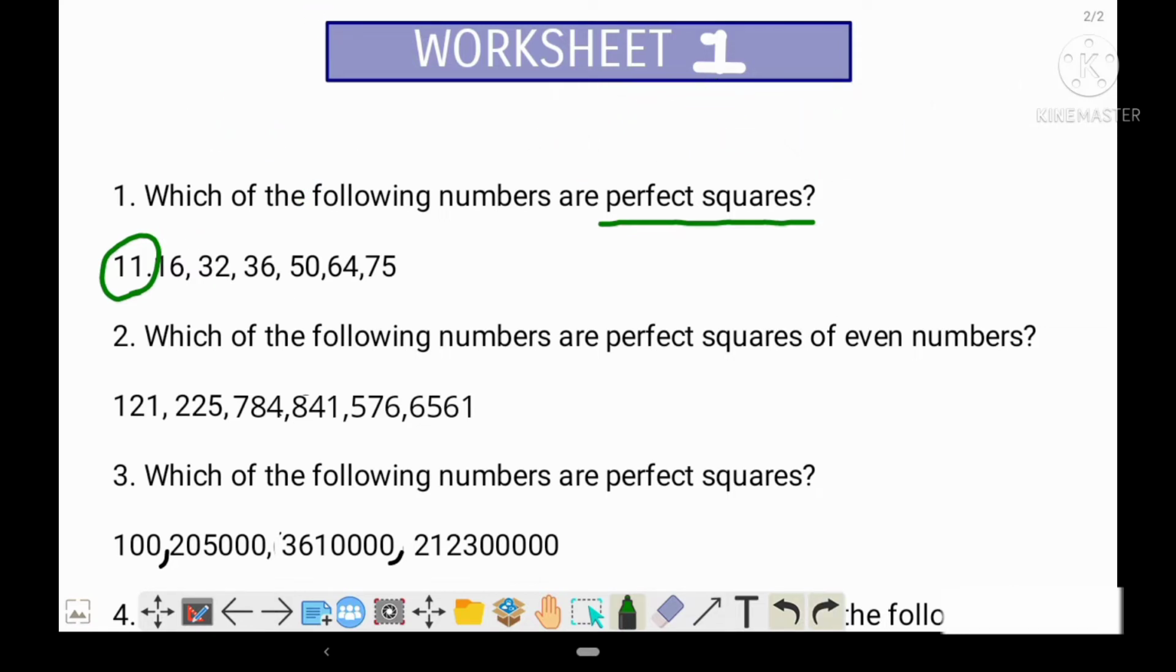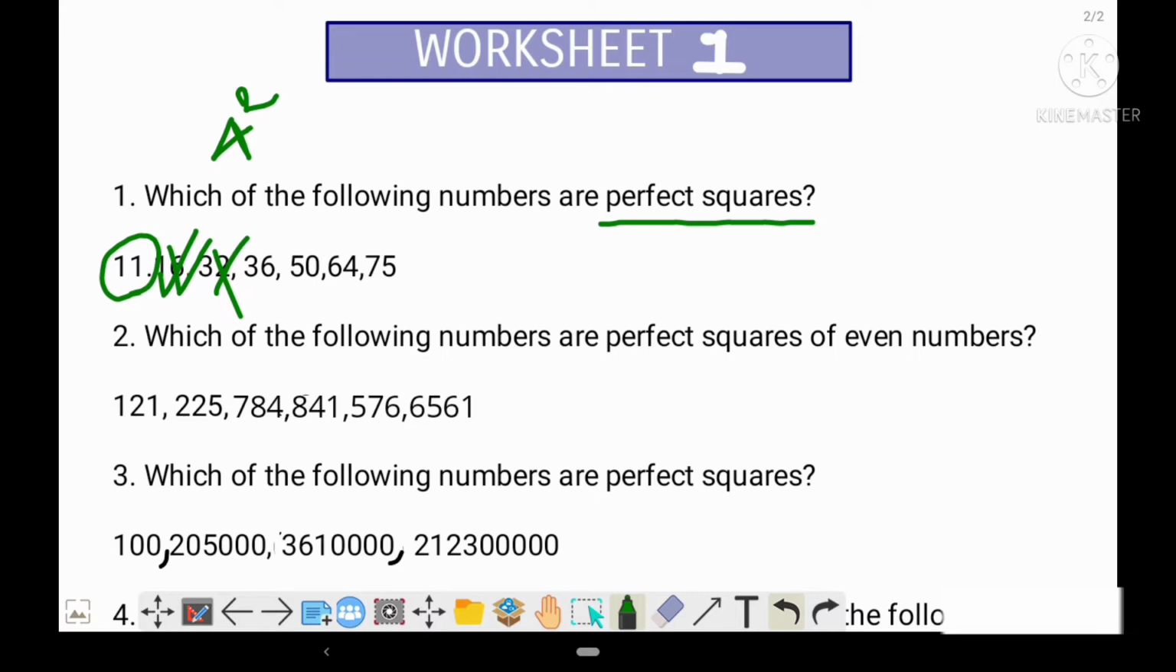The next number is 16. So yes, 16 is the square of 4, right? 4 square is 16. 32, again, is not a perfect square. The same condition is here which was in 11. Non-square numbers all have the same condition which I have explained just now, and you will get it in the further videos, continuing with the worksheets.